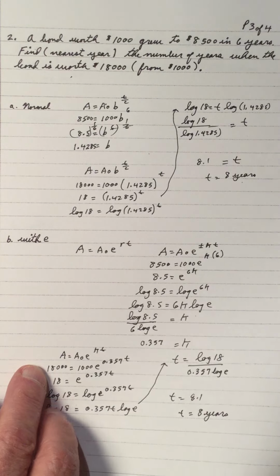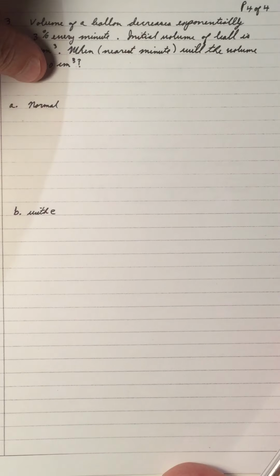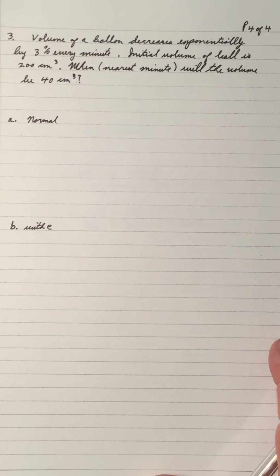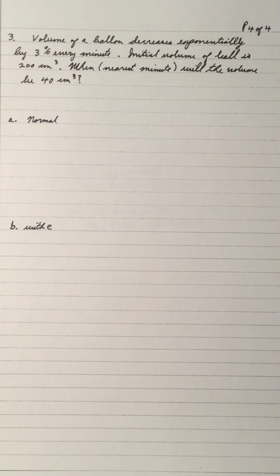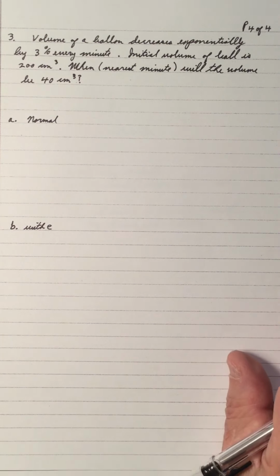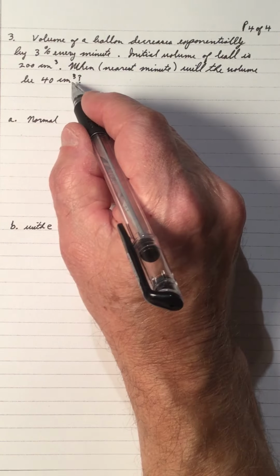Okay, we have one more to finish it off. Here we go. The volume of a balloon decreases exponentially by 3% every minute. The initial volume of the balloon is 200 cubic centimeters. When, to the nearest minute, will the volume be 40 cubic centimeters?